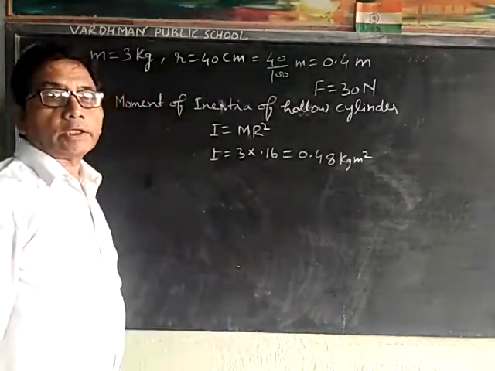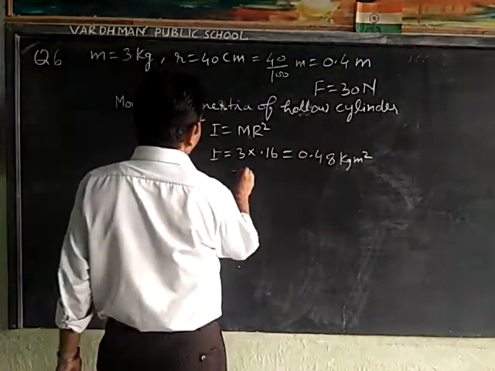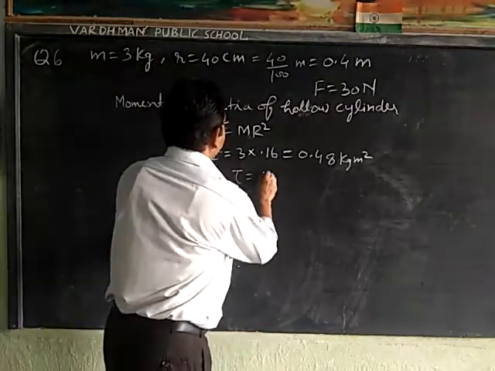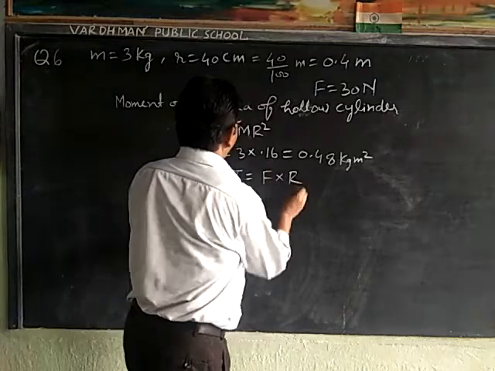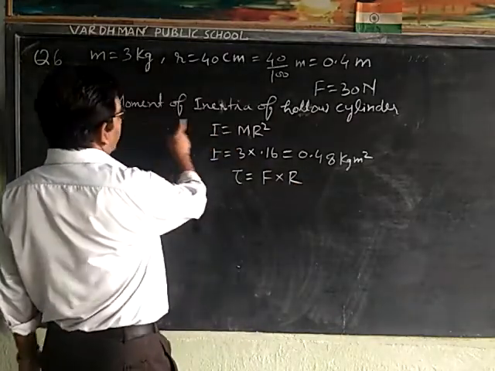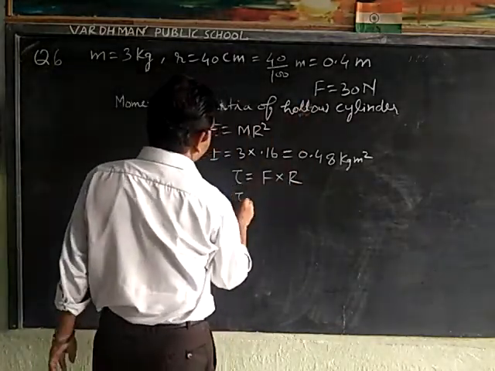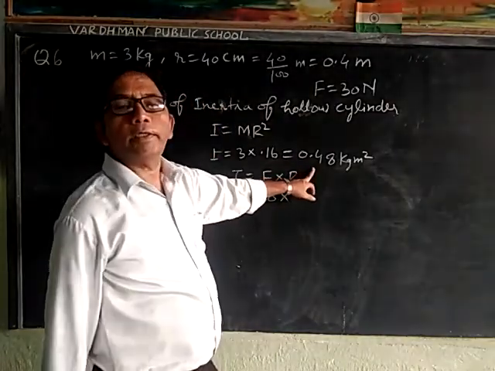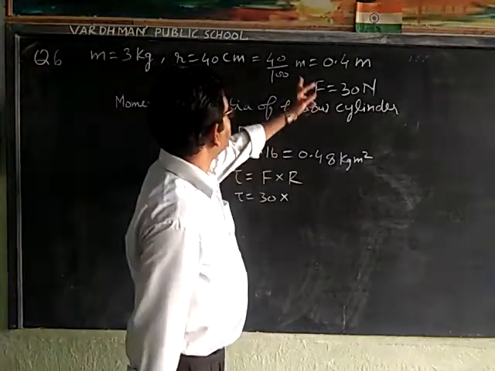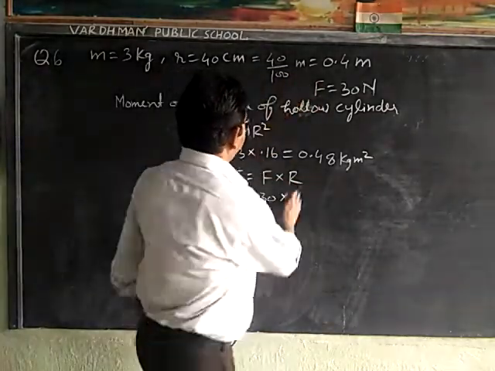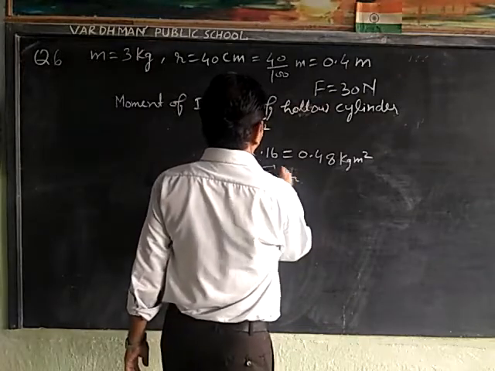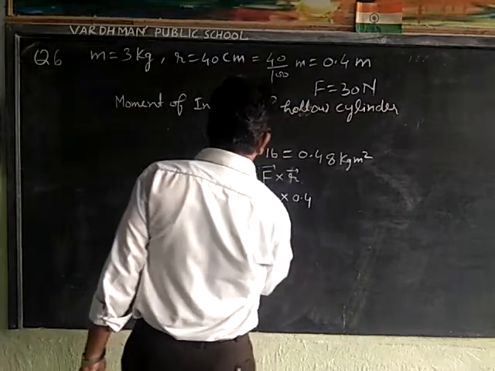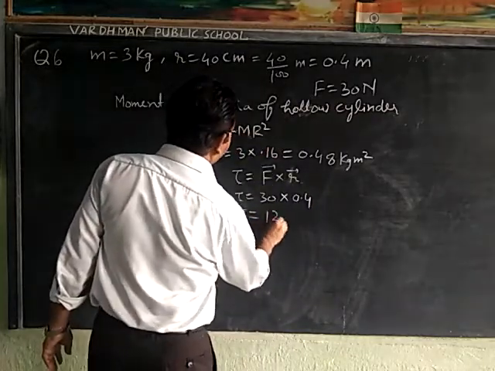Now we have to calculate. First we calculate torque. Tau is equal to F into R. F is 30 Newton and R is the radius, 0.4. Then tau is equal to 12.